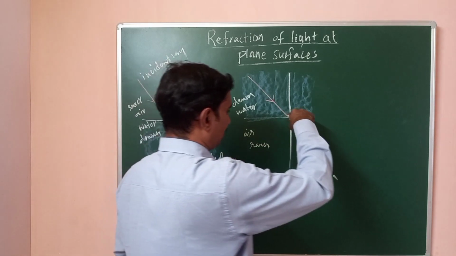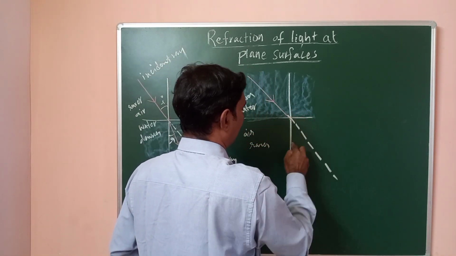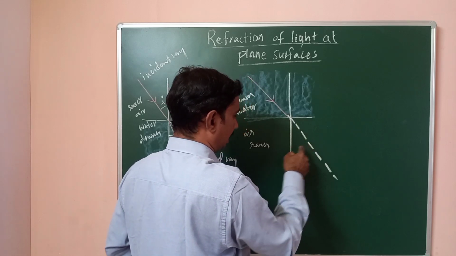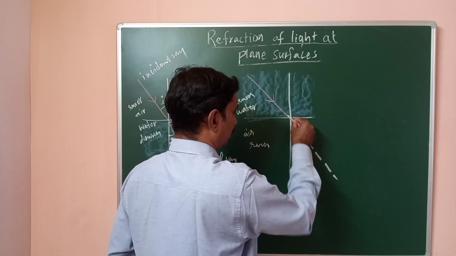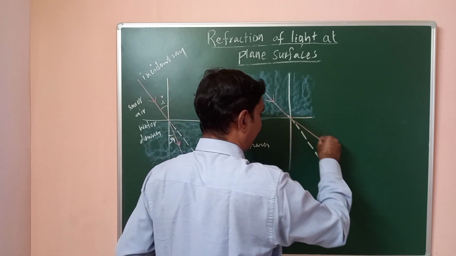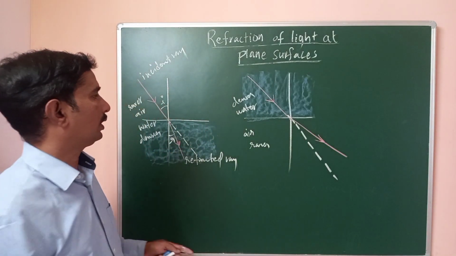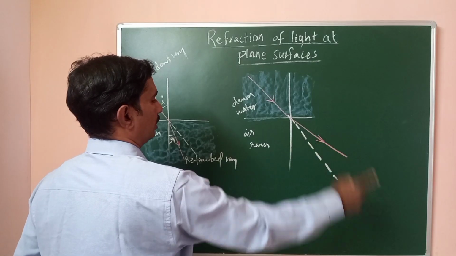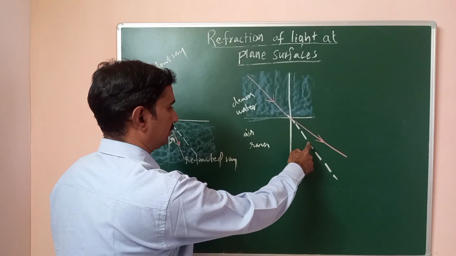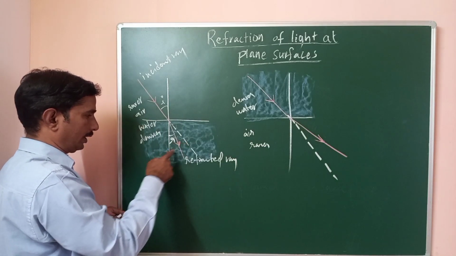When this ray is supposed to go in this dotted line, it will bend towards the normal, meaning below the dotted line. Away from the normal means above the dotted line, and we have to draw it bending like that. Any ray traveling from denser medium to rarer medium will bend away from the normal. Away from the normal means above the dotted lines. Towards the normal means below the dotted lines.